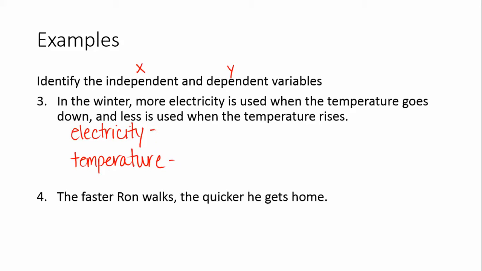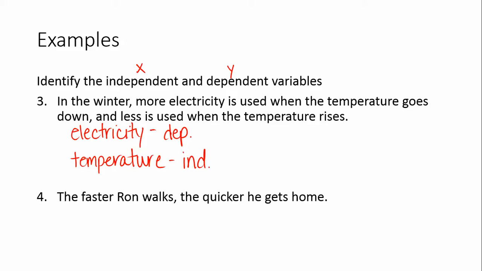So the question is, which one's the independent and which one's the dependent? It says more electricity is used when the temperature goes down and less is used when the temperature goes up or rises. So the electricity is dependent upon the temperature. The amount of electricity that is used depends on the temperature. So the electricity is the dependent variable and the temperature is the independent variable. And something to recognize with temperature is that we don't have any control over that. And so that also can help you determine what's independent or dependent.